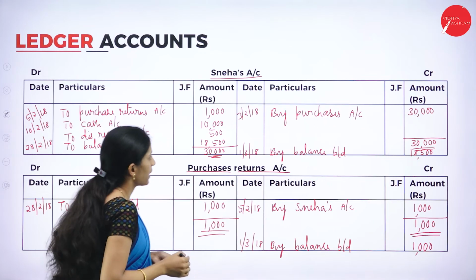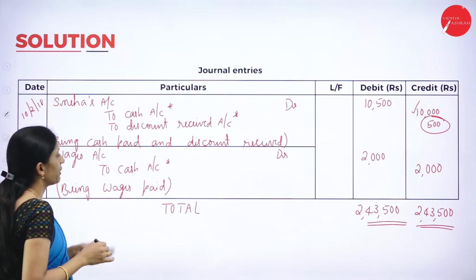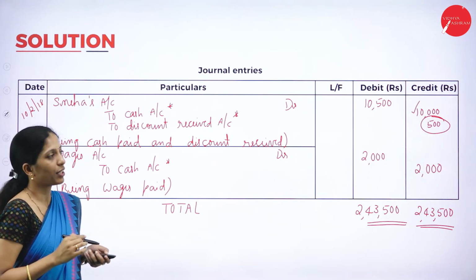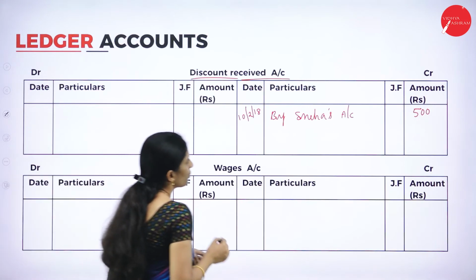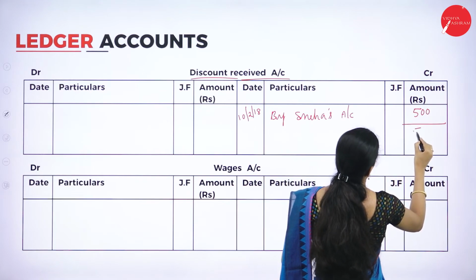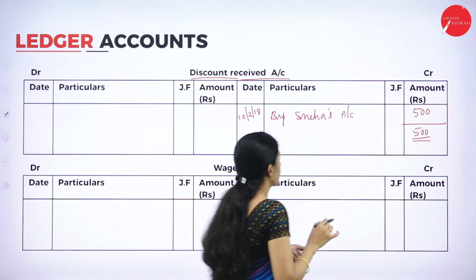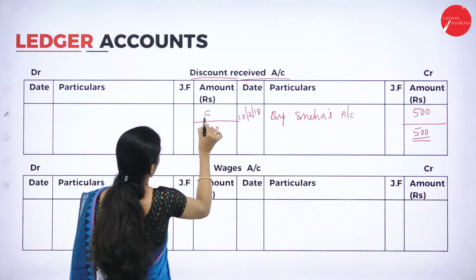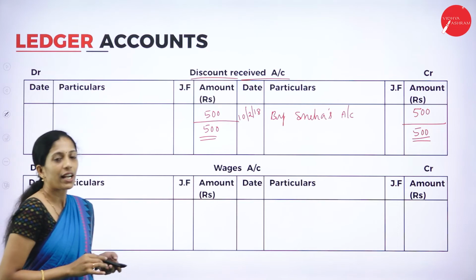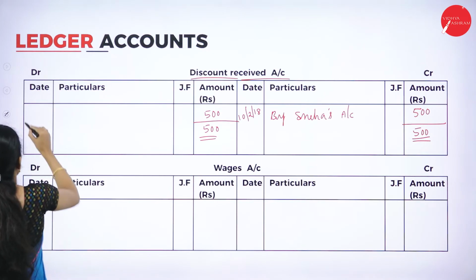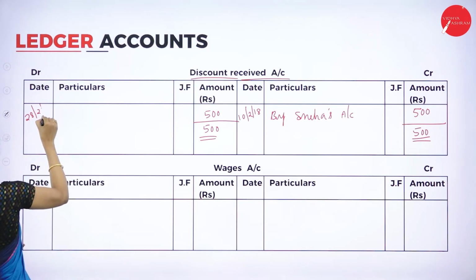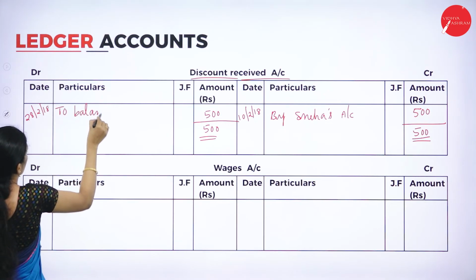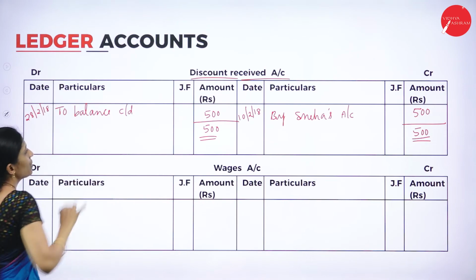Any other discount received? You have to see the journal entry. There is no other discount received. So we shall balance both the sides and the balancing figure has to be carried down. Here in the credit side it is 500, whereas the debit side is still 0. So 500, and the balancing figure will be what? 500. This 500 has to be carried down. So 28/2/2018, to balance carried down. How much? 500.